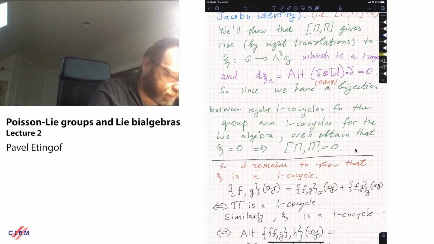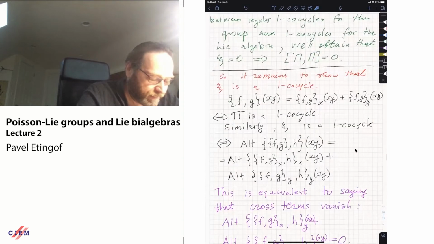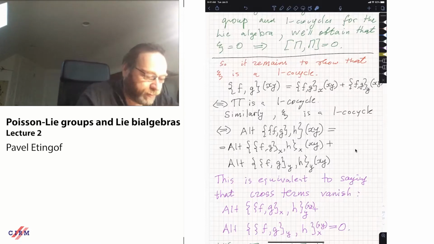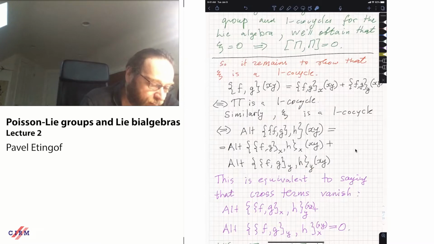So psi vanishes at the identity element, and so to show that it is identically 0, it suffices to show that it's a one co-cycle, and that is the following computation. So we need to show that this expression is 0.